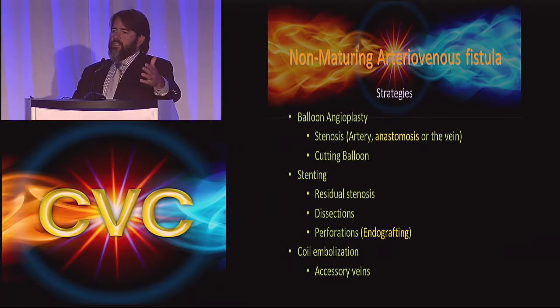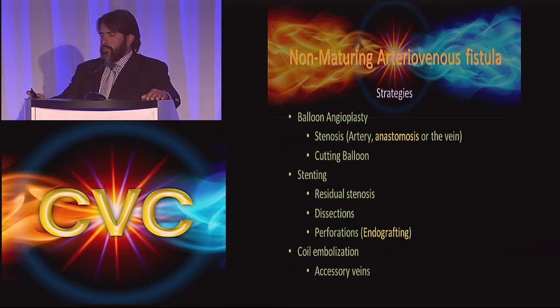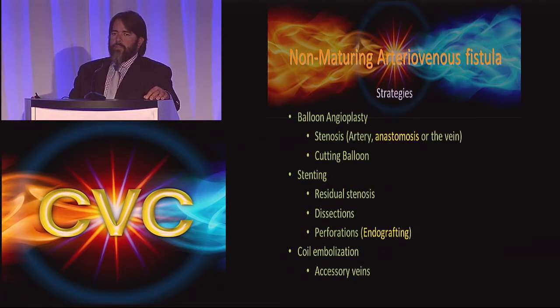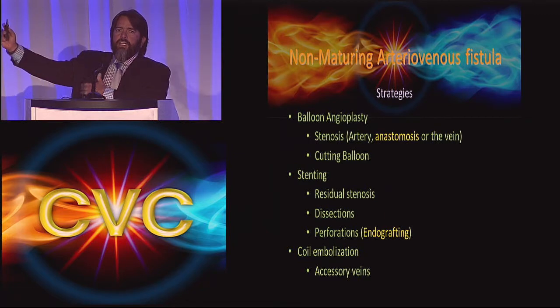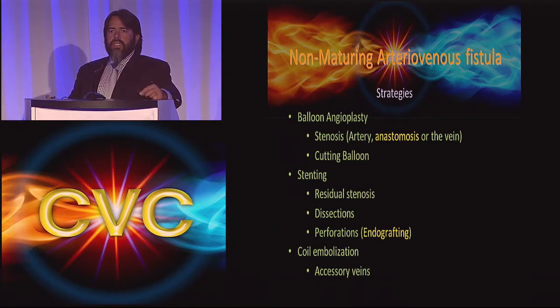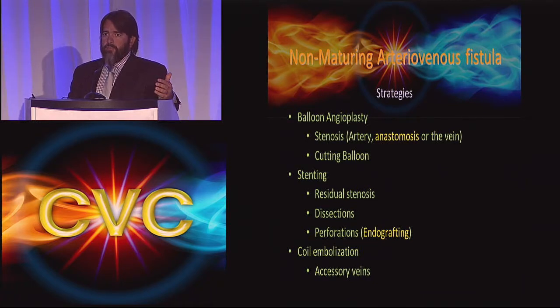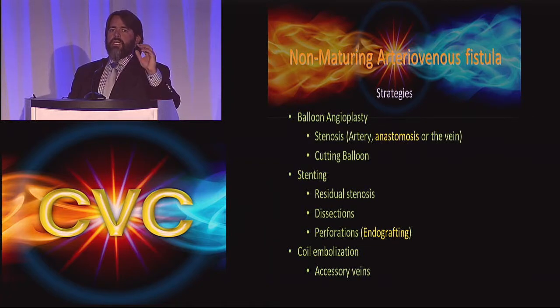The strategies are the ones that we all know. You can use a balloon angioplasty. I'll tell you that for example, the basilic vein, when you do a basilic vein transposition, a lot of times they get a high-grade stenosis near the axillary region. And in that area, you can put a stent, you could put a covered stent if you're going to put a stent in that area. But using a cutting balloon has become a very useful tool for me, okay?